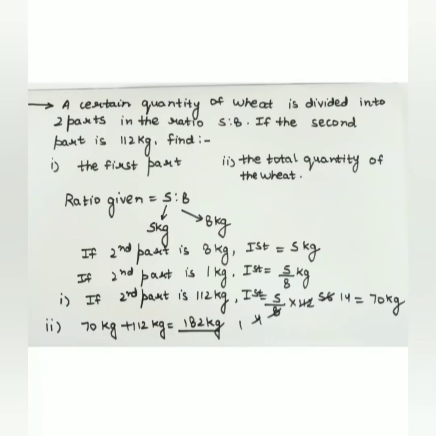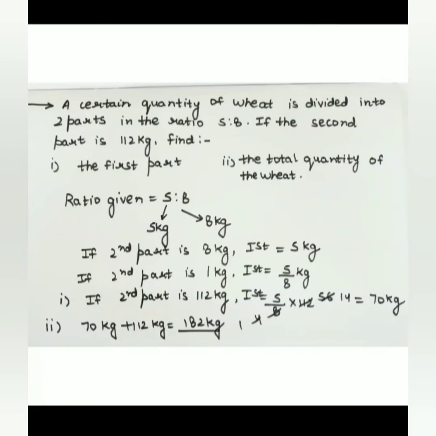A certain quantity of wheat is divided into two parts in the ratio 5:8. If the second part is 112 kg, we have to find out the first part and the total quantity of the wheat. First of all, for calculation of the first part, the ratio is given to us 5:8. That is 5 kg and 8 kg. If the second part is 8 kg, then the first one is 5 kg, and if the second one we have assumed is 1 kg, then our first one will be 5/8. So here we are applying the unitary method concept. If the second part is 112 kg, then our first part will be 5/8 into 112.